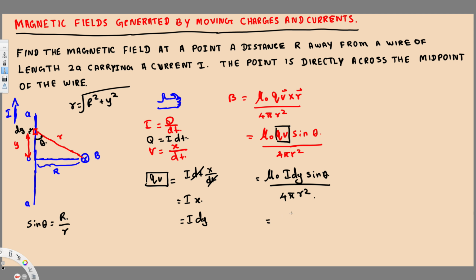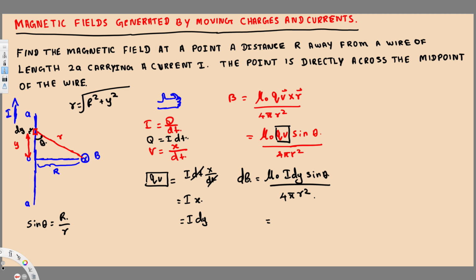So we are finding that dB right now, which is related to this small segment. Now to find the total magnetic field, we just have to integrate this one after we find this one.